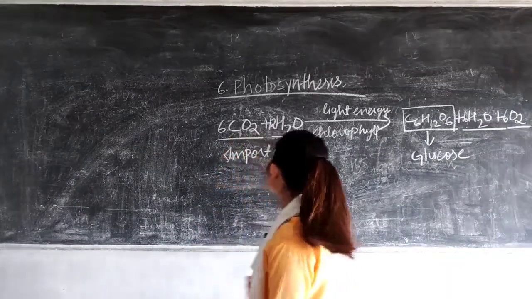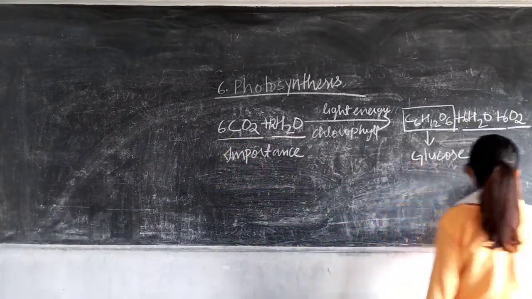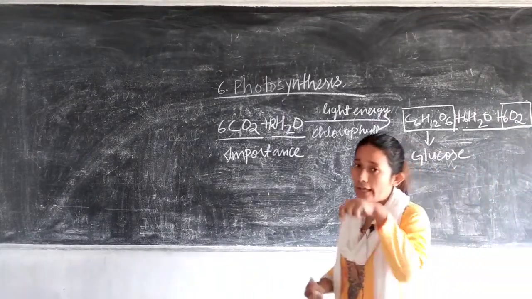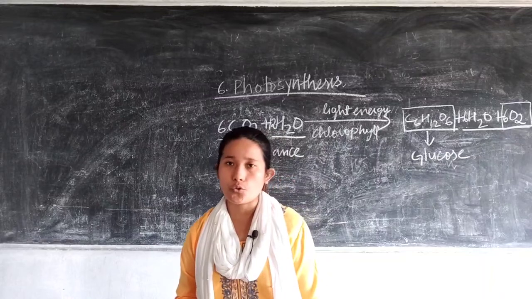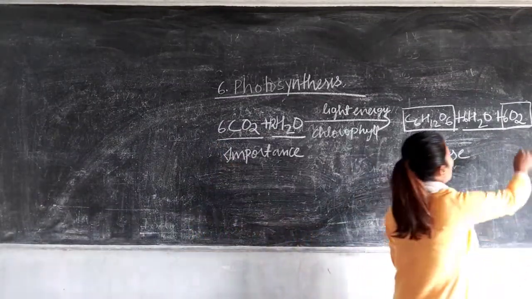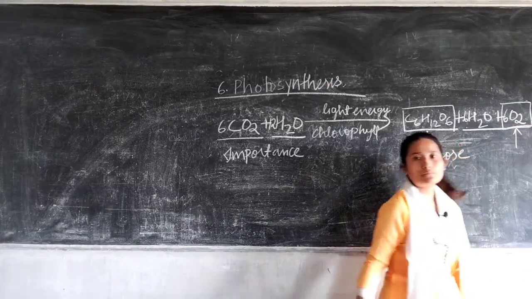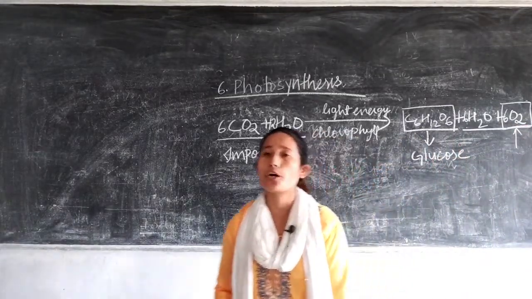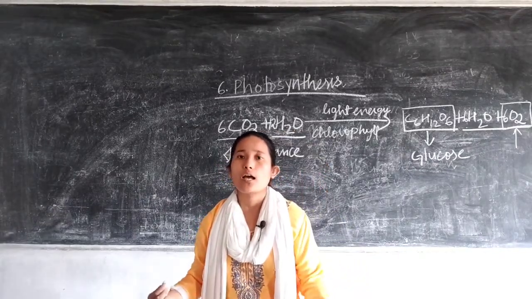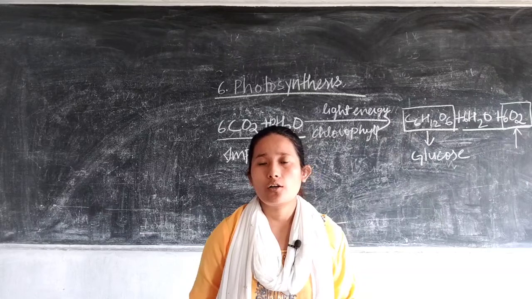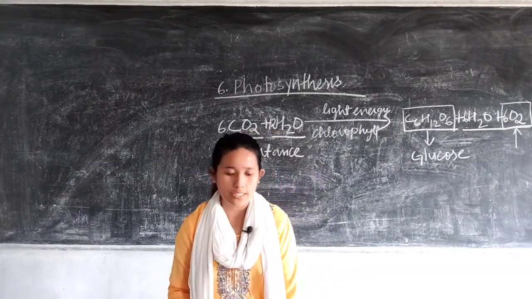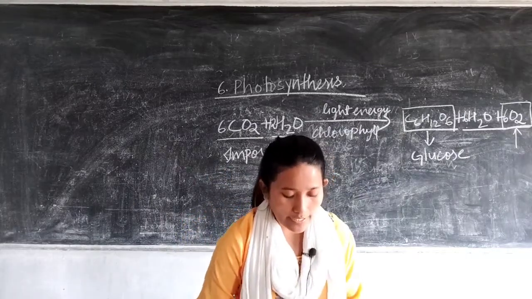And the other byproduct that is produced during photosynthesis is oxygen. And we all know that for breakdown of glucose, in order to produce energy, you need oxygen. So I hope you understood the importance, the role of photosynthesis in the life of all the animals, all the living organisms that are present on the earth.